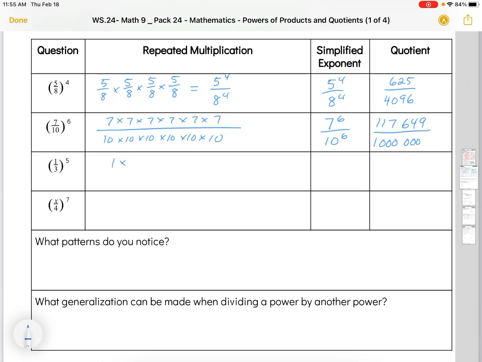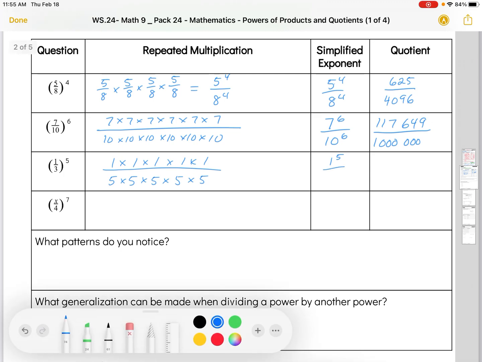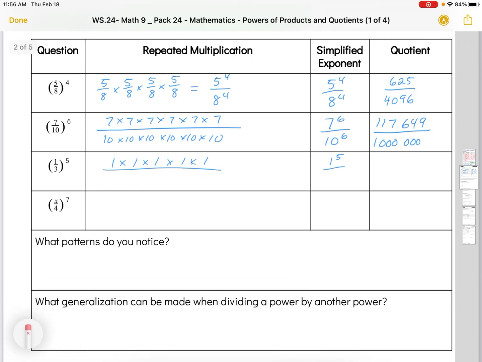Next one, 1 times 1 times 1 times 1 times 1 on the top, and then on the bottom, oops, it's not a 5, it's a 3. 3 times 3 times 3 times 3 times 3. So it's 1 to the 5th over, and I did it again, didn't I? Let's look at this. These should all be 3s. I was so stuck on 5s. So that's 3 to the 5th. Now 1 to the 5th is just 1. 3 to the 5th is 243.